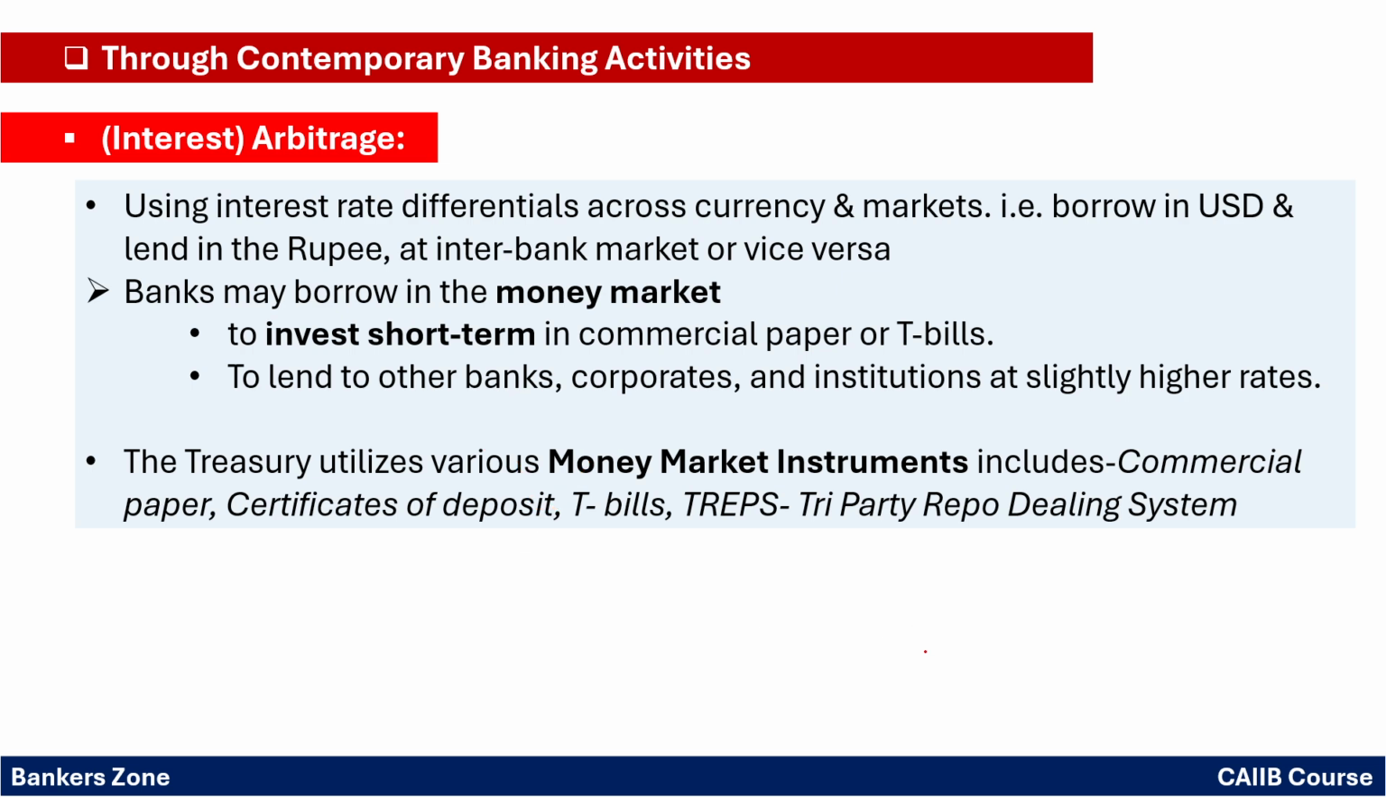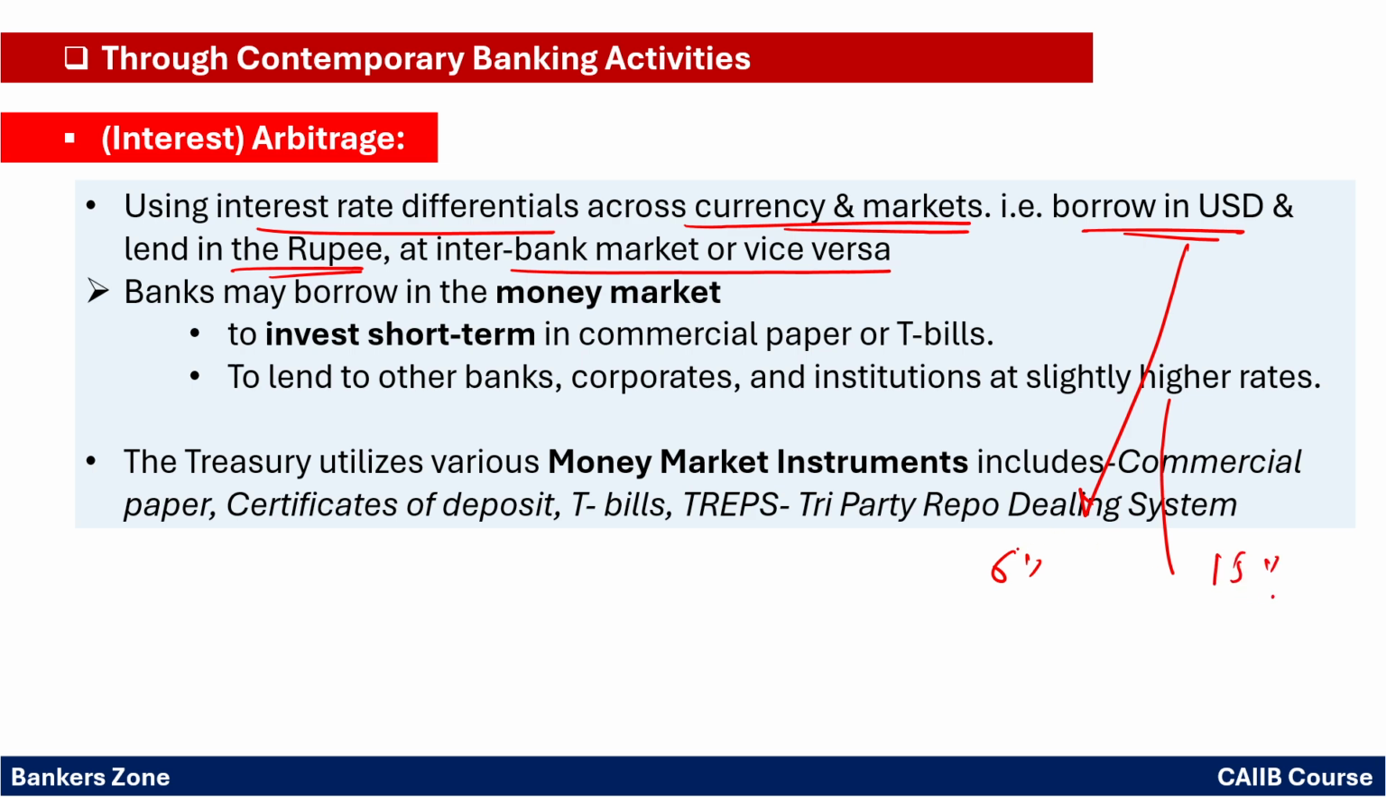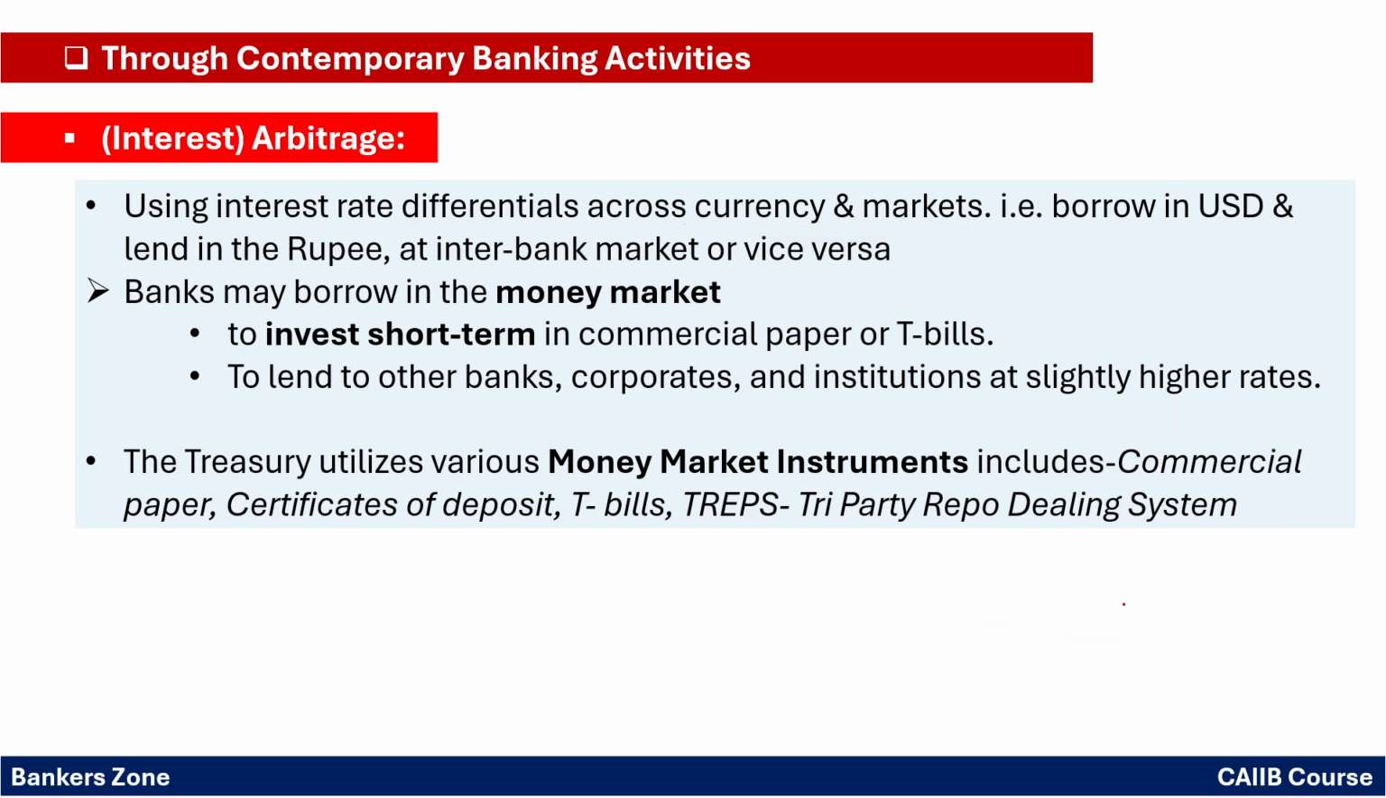That is what arbitrage is. Using the interest rate differential across currencies and markets, you borrow in USD and lend in rupee, or vice versa. For example, you borrow in the USA at 6% and lend in India at, say, 15%. Why? Because currency is available at a cheaper rate in the USA. This is called interest rate arbitrage. Right? What is interest rate arbitrage? It is a simple thing, you understand.